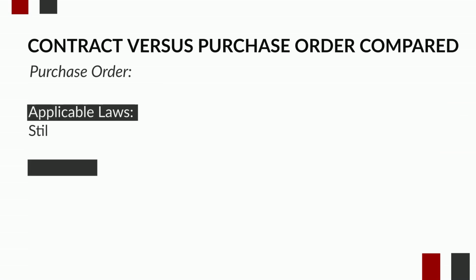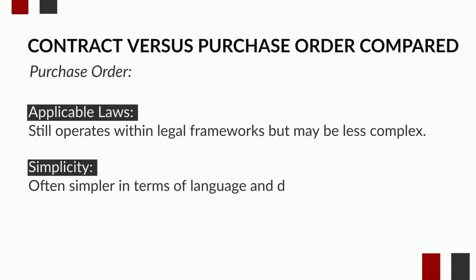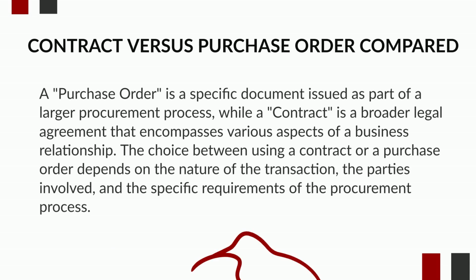Applicable laws. Still operates within legal frameworks but may be less complex. Simplicity. Often simpler in terms of language and documentation. A purchase order is a specific document issued as part of a larger procurement process, while a contract is a broader legal agreement that encompasses various aspects of a business relationship.